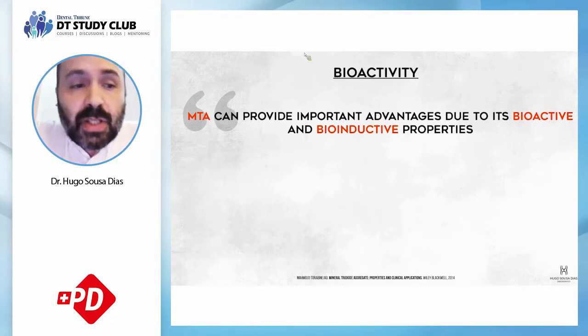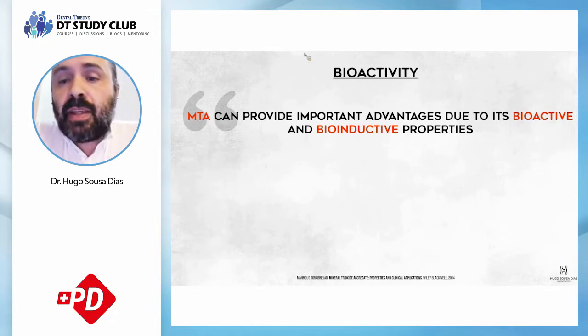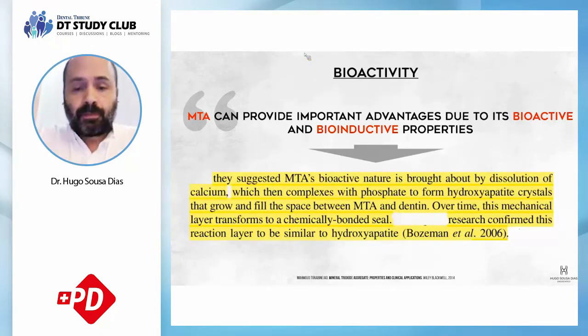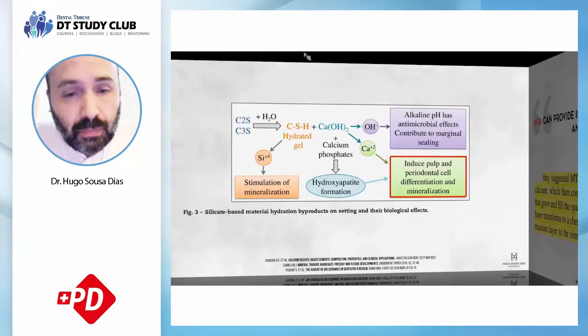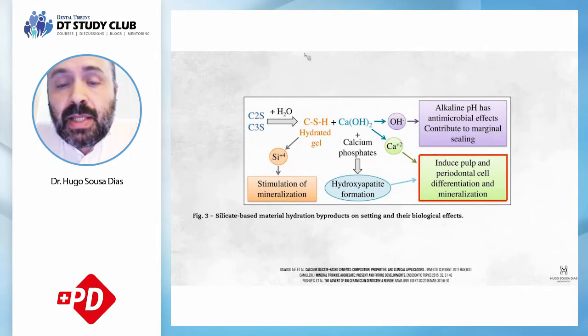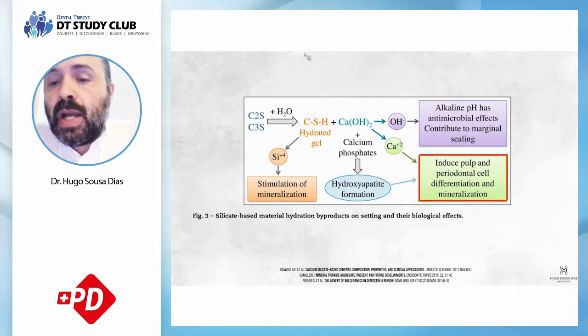Its bioactivity. MTA can provide important advantages due to its bioactive and bioinductive properties. Its bioactive nature is brought about by the dissolution of calcium, which then complexes with phosphate to form hydroxyapatite crystals that grow and fill the space between MTA and dentin. Over time, this mechanical layer transforms into a chemically bonded seal. This hydroxyapatite and calcium induce pulp and periodontal cell differentiation and mineralization.